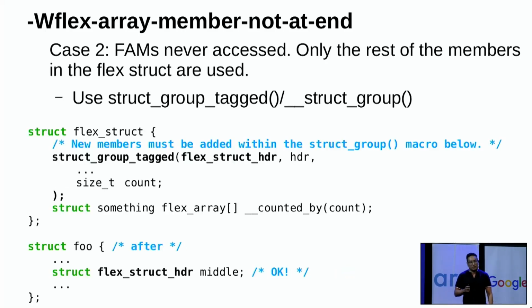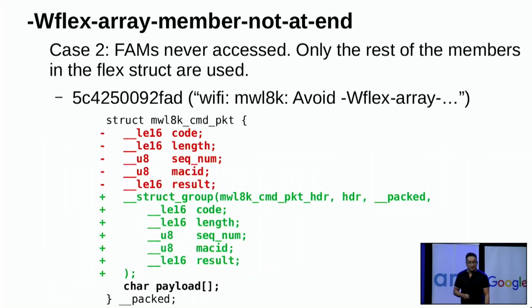With struct-group, what we can do is just add a new tag structure into the original structure and use that new tag name to declare another object within another structure, leaving the flexible array member out of the equation. So this is an example of that. And this is a fix that I sent to Linux Next. This is how it works.